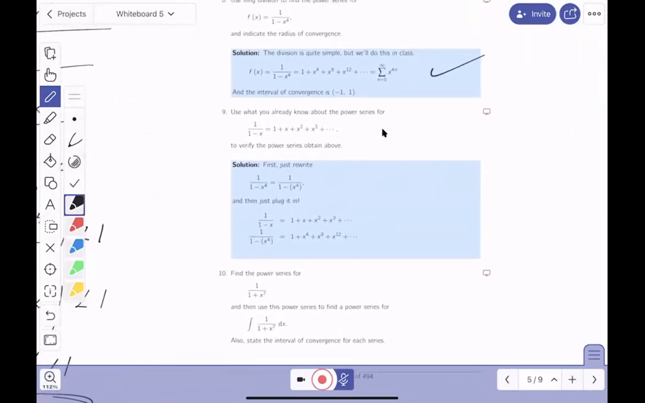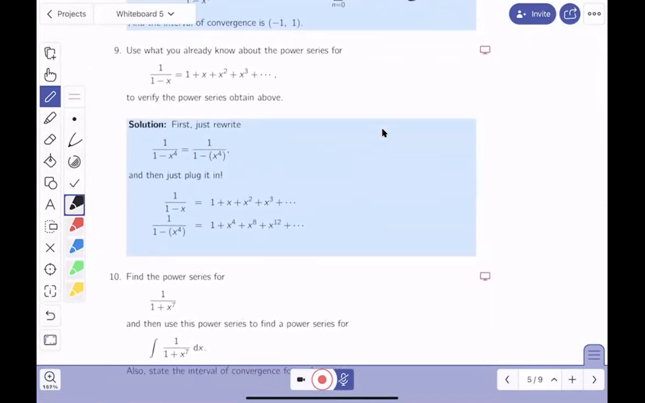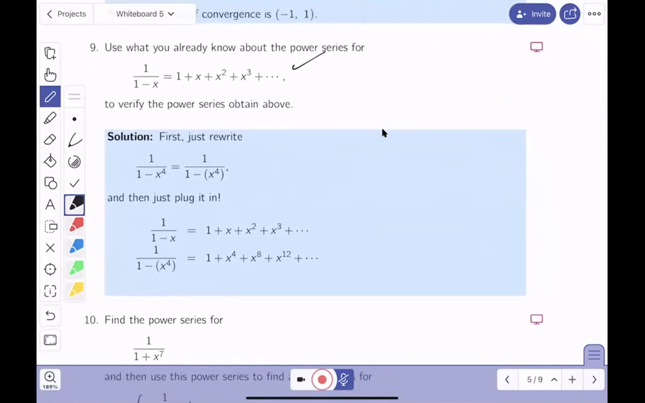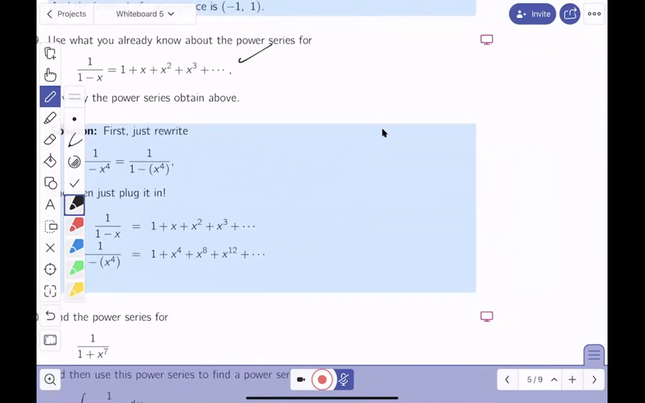All right. As you already know, let's read this one over here. These can be a little complicated because they say, as you already know, you should know this one. This has come from Math 120. And what they want you to do is verify the power series. Let me read this one over here. Use what you know about the power series for this to verify the power series. Oh, they want to verify the one above. So what I'm going to write over here is I'll say I know this.